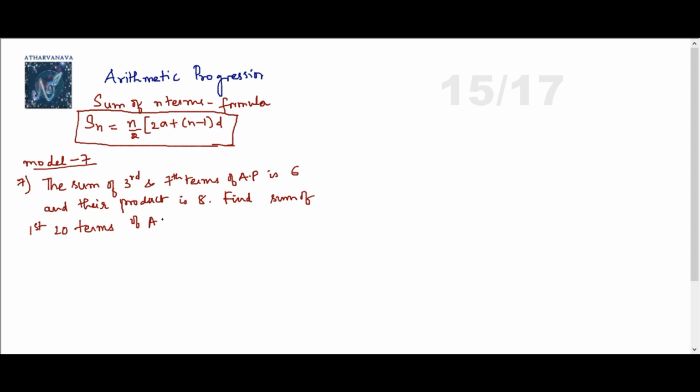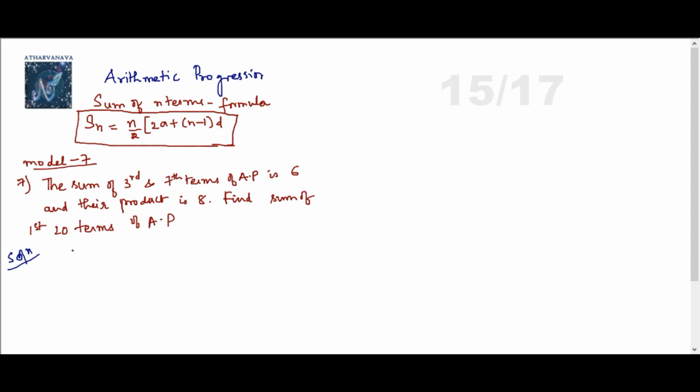Whenever such questions are given and you want the sum of the first 20 terms, you need to know the sequence first, isn't it? So let's start this solution. You will use the data given, try to solve the problem, and get the values of A and D so that you get the sequence first. And once you know the sequence, it's easy to solve for whatever they're asking.